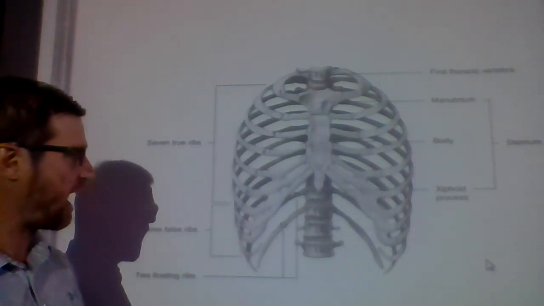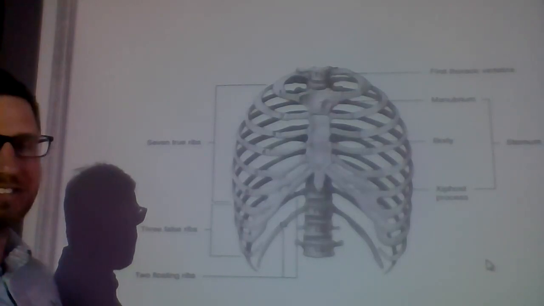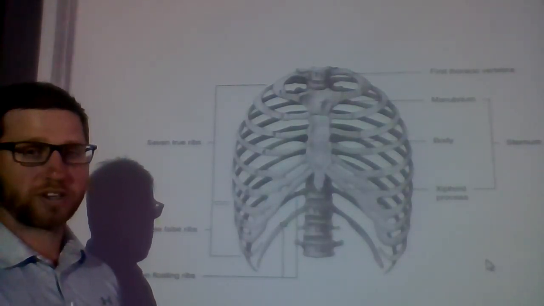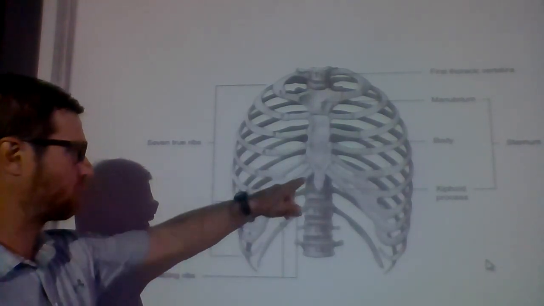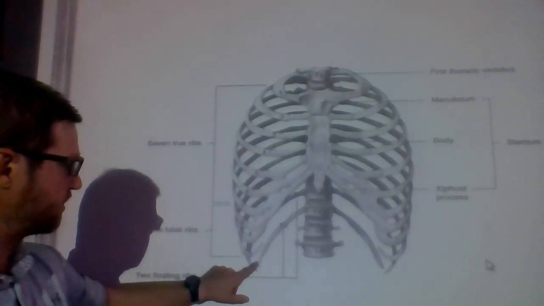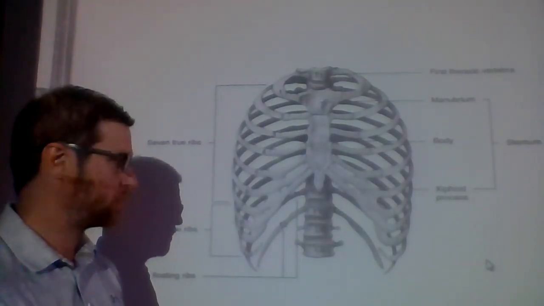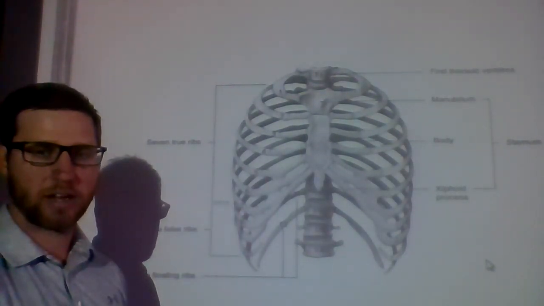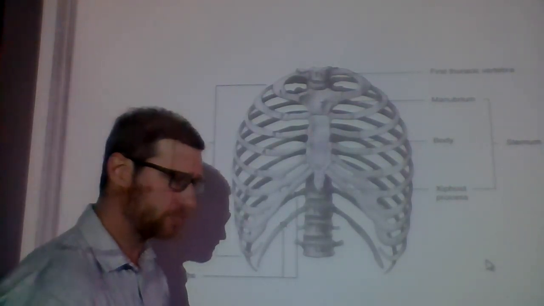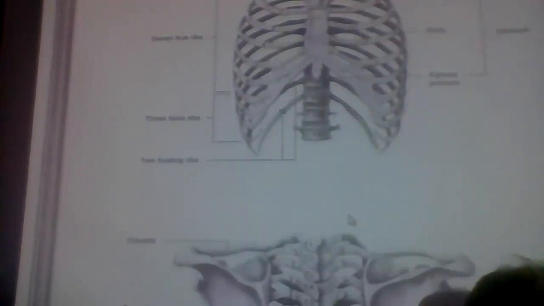11 and 12 have the distinction of being floating ribs. They're called floating ribs because they have no articulation to the sternum at all. So you can see 11 here and 12, they have no costal cartilage and no ability to articulate to the rib above them. So that's the rib cage.